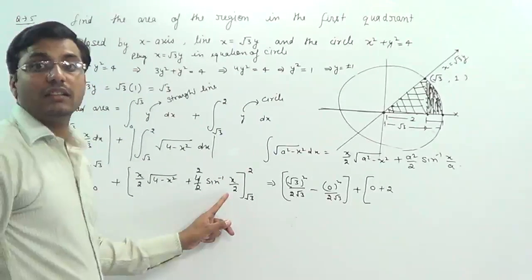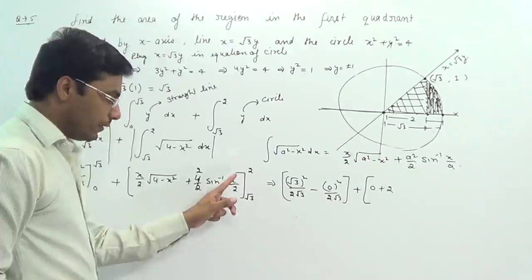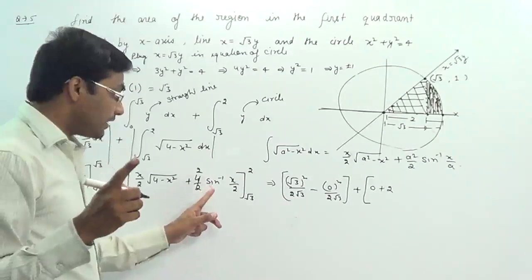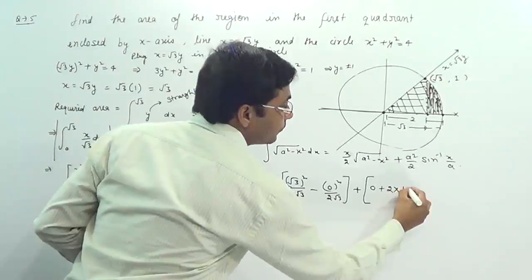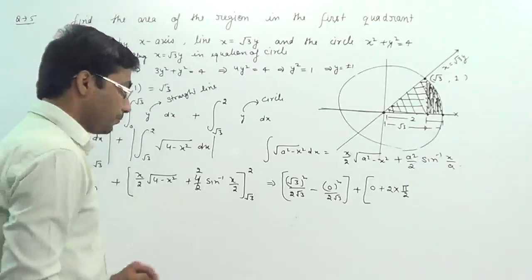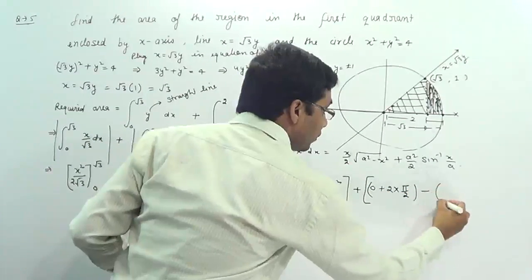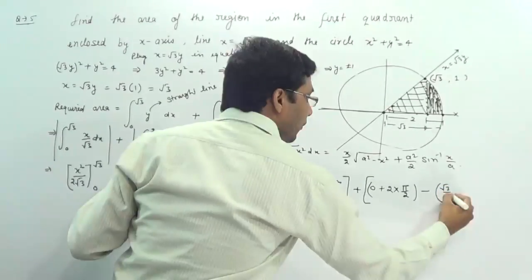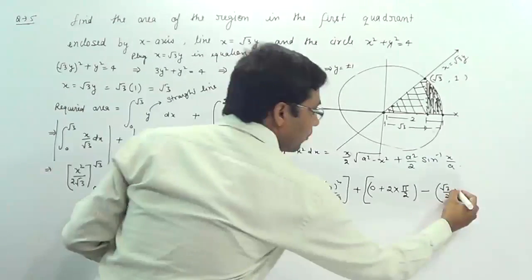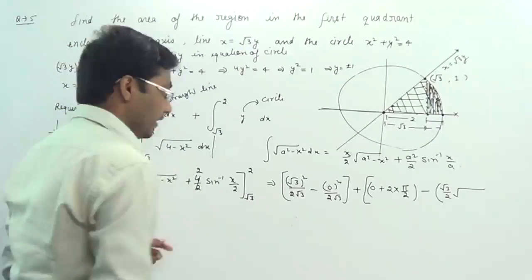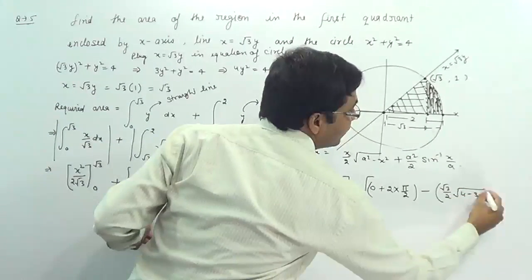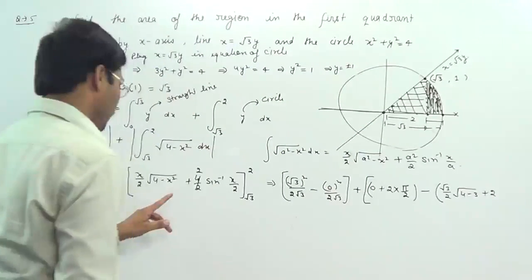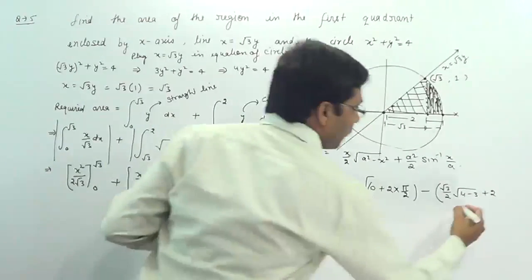2 upon 2, plug x is equal to 2. So it will be 2 upon 2, and 2 upon 2 will equal to 1. And sine inverse 1 is pi by 2. So we will get pi by 2. This is the upper limit minus lower. Lower is root 3, so plug root 3. Root 3 upon 2 under root 4 minus root 3 square. Square of root 3 is 3. Plus 2 sine inverse root 3 upon 2.